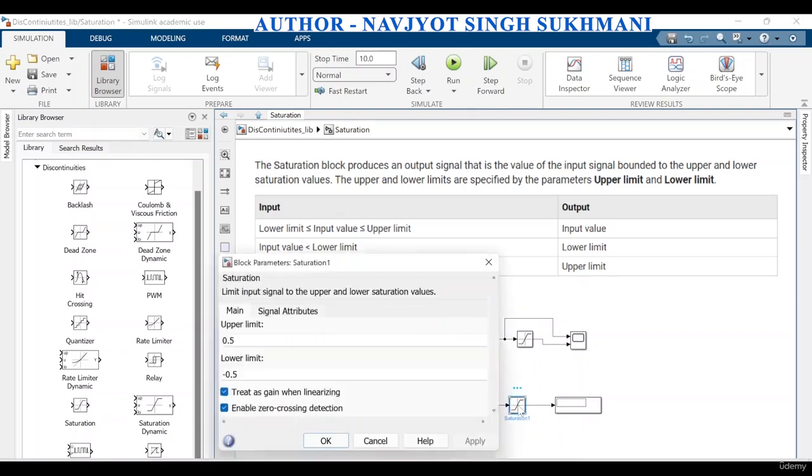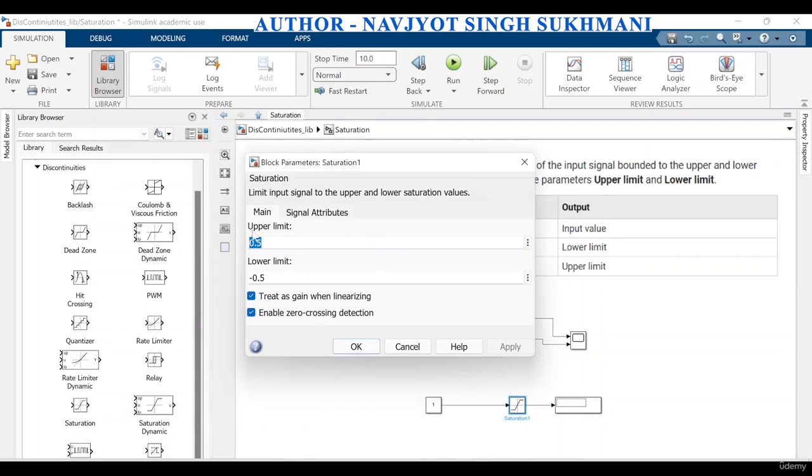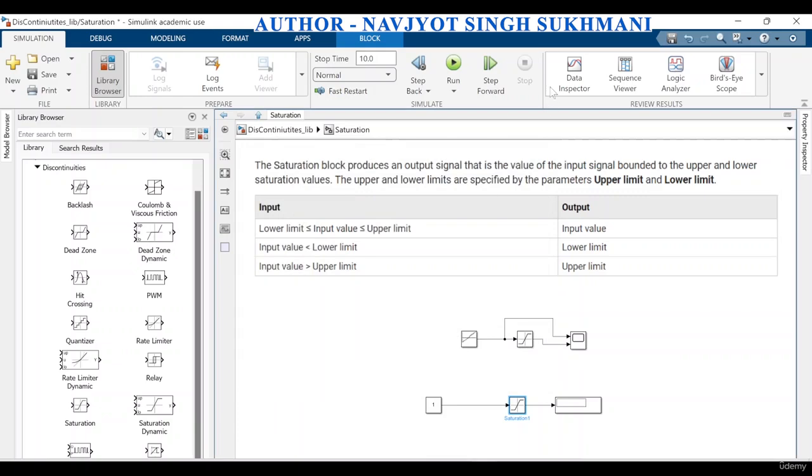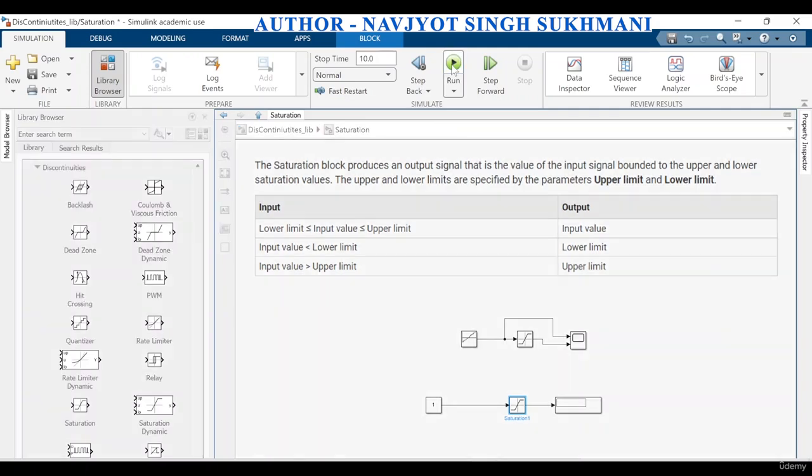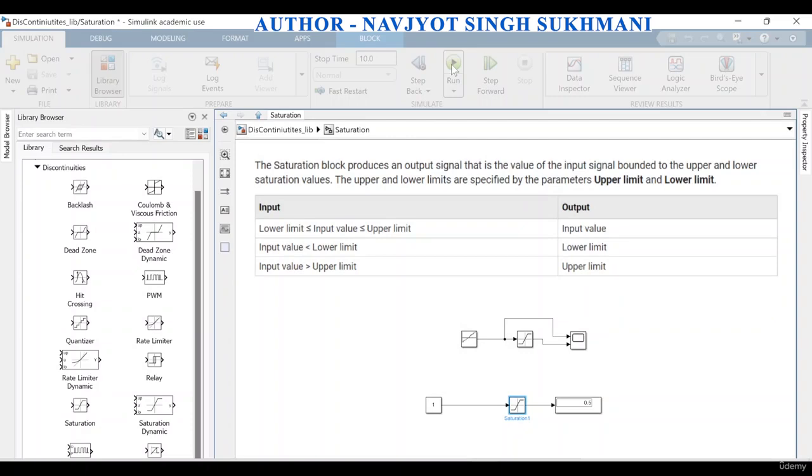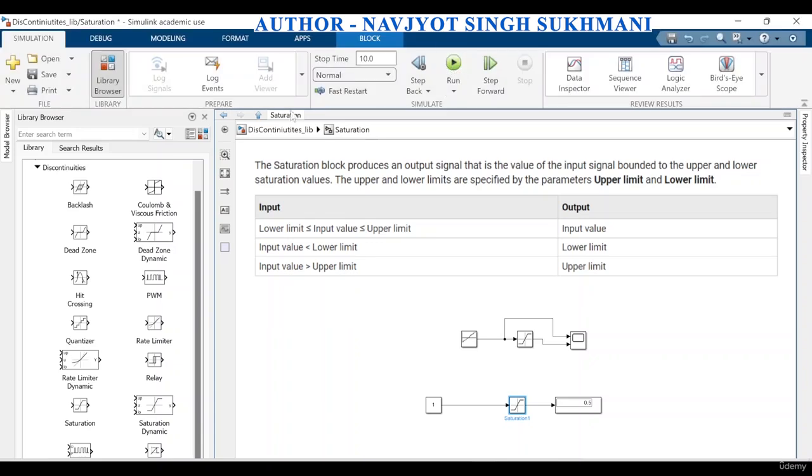Now you can see, if I open this block, it limits the input signal to the upper and lower saturation values. So here are the upper limit and lower limit. In this, my upper limit is 0.5 and my lower limit is minus 0.5. So if my input is 1, my output will be 0.5. It will not become 1, because the input is greater than the upper limit. So my upper limit will be the output.